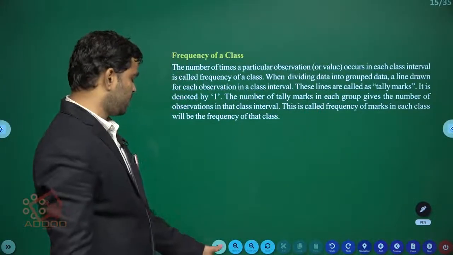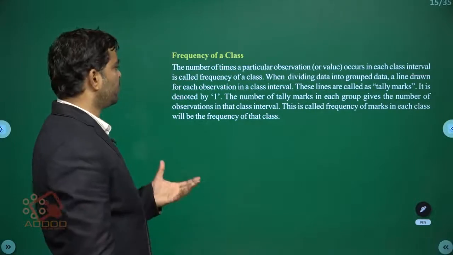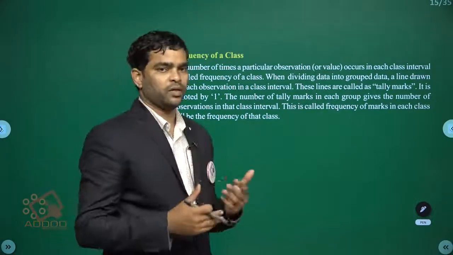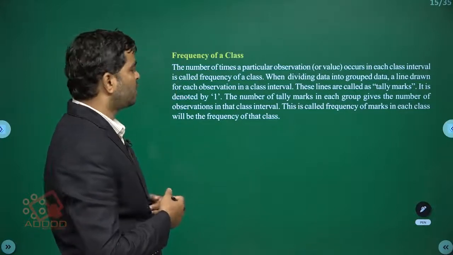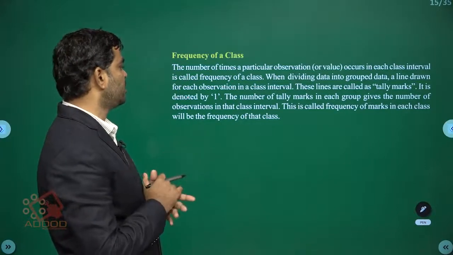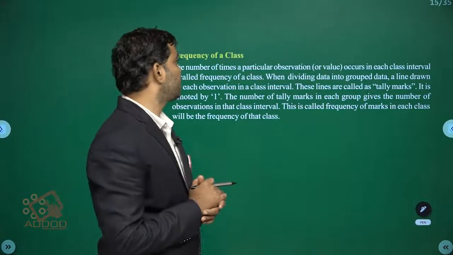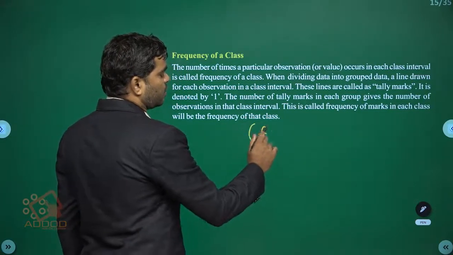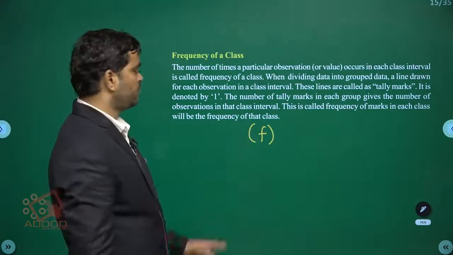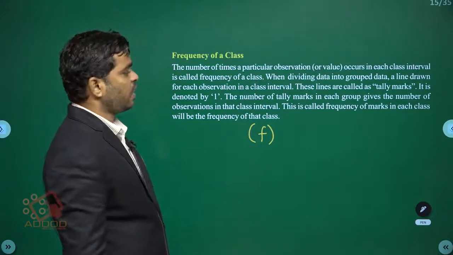Next, what is the frequency of a class? Frequency means the number of people or number of observations in a particular class interval. That is named the frequency of a class. We represent it with the lowercase letter f. This is the frequency of a class.